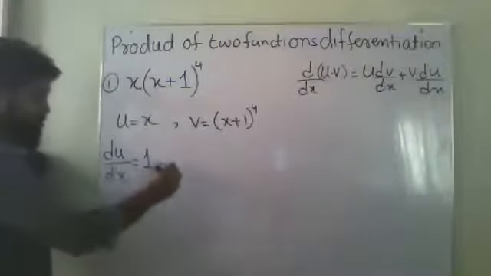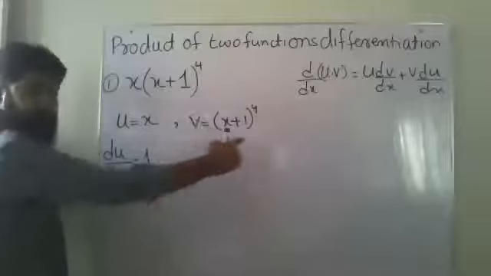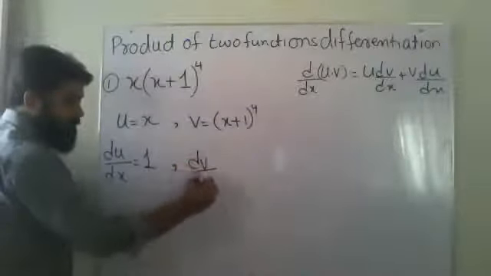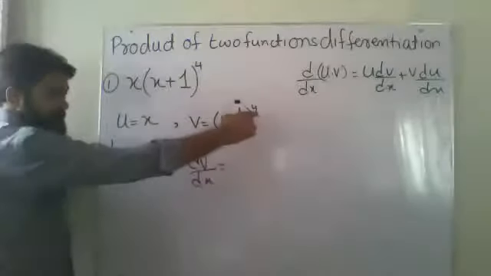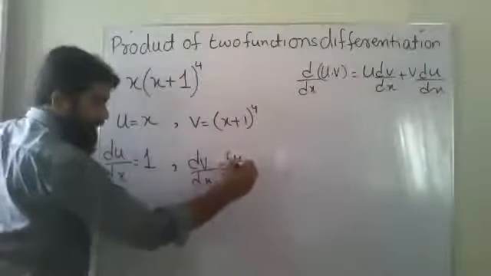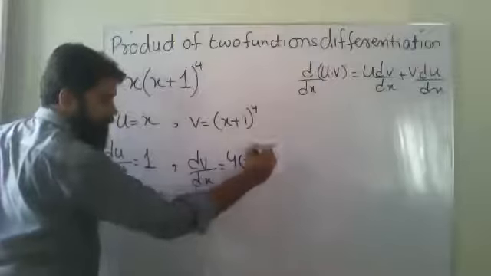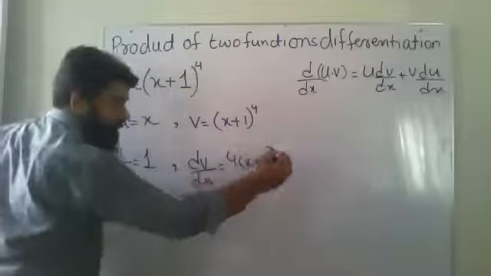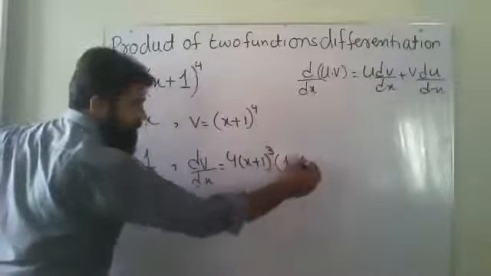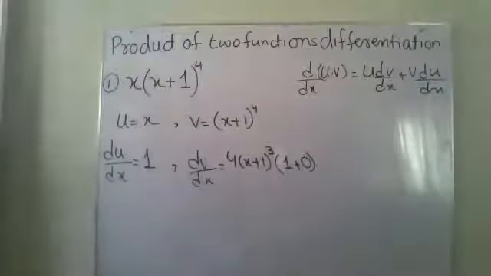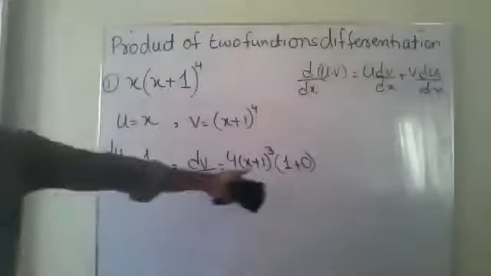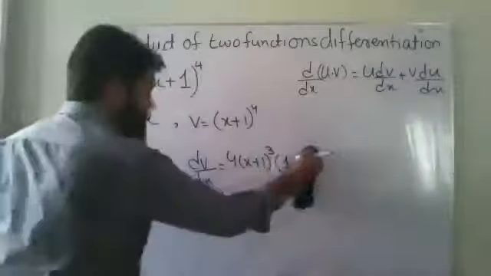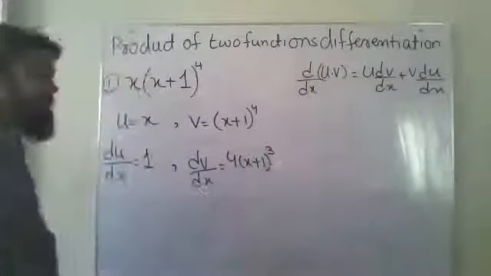Next thing, v, differentiation of this thing. When I differentiate this one, the result will be 4(x plus 1) to the power 3, since 4 is reduced by 1 will be 3, and differentiation of the inside, 1 plus 0. Okay, so 1 plus 0 will be 1, and 1 multiplied by this thing is not needed. So I can directly leave it like this.